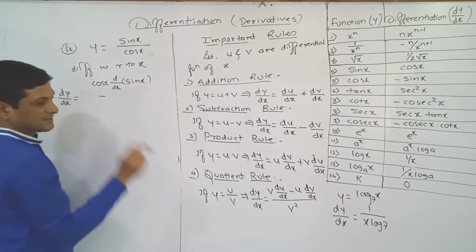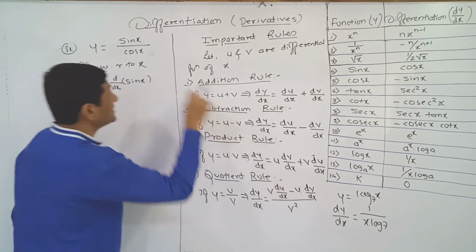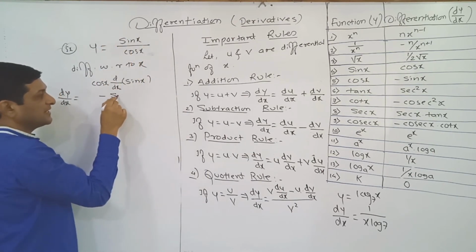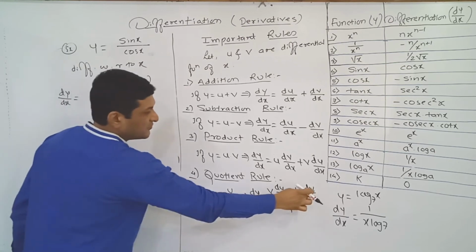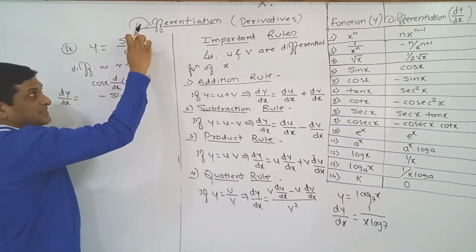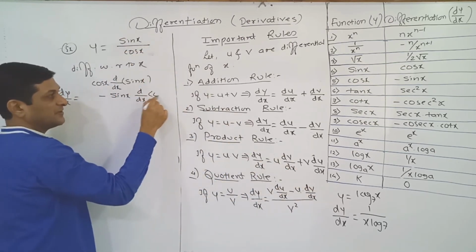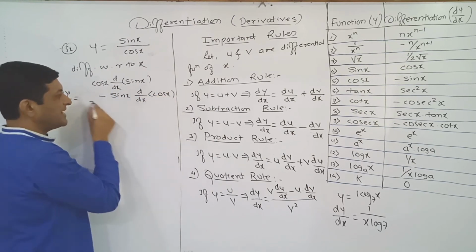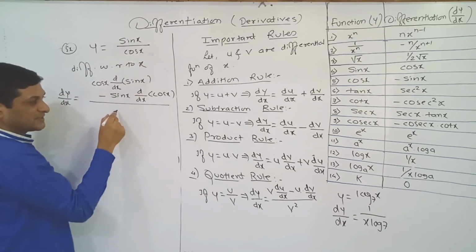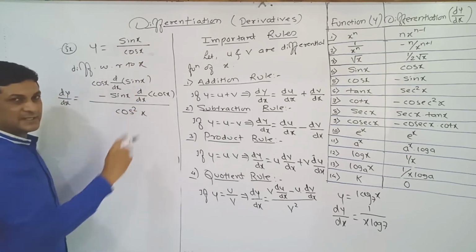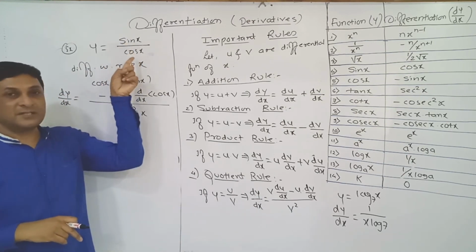Minus u as it is. U as it is means what? Sin x as it is, into the derivative of v. What is v here? Cos x. This is u and this is v. Derivative of cos x, divided by v square. What is v here? Cos x. So divided by cos square x. Now we have just substituted these values in this formula.